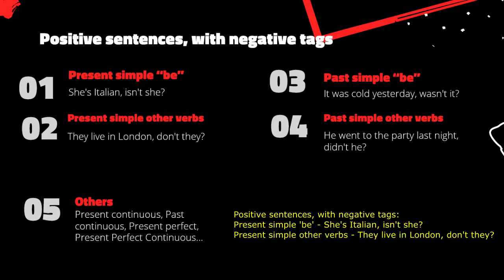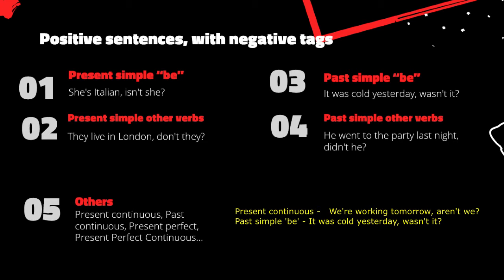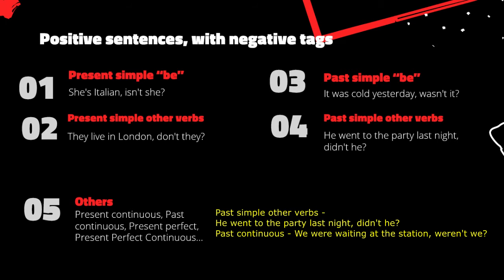Positive sentence with negative tags. Present simple be: She's Italian, isn't she? Present simple other verbs: They live in London, don't they? Present continuous: We're working tomorrow, aren't we? Past simple be: It was cold yesterday, wasn't it? Past simple other verbs: He went to the party last night, didn't he?